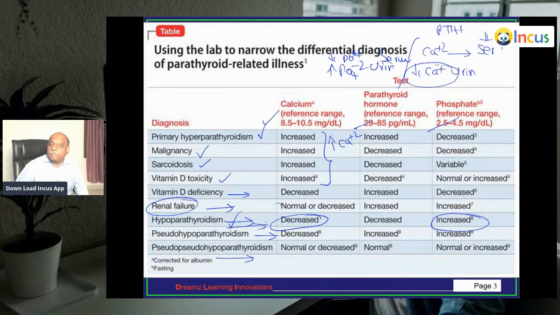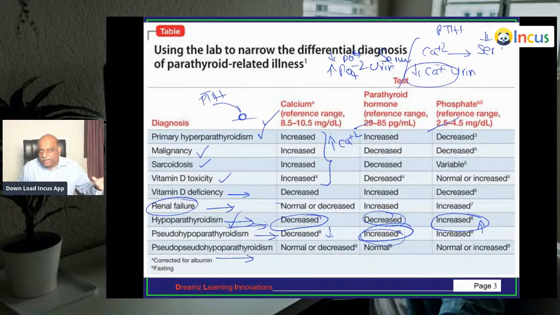Then what is pseudohypoparathyroidism? In this, parathormone is produced normally, but it is unable to act on the receptor. So that is the reason the PTH level becomes increased, whereas all features of hypoparathyroidism, like decreased calcium and increased phosphate, will be found. The only difference between hypo and pseudo is PTH is high in pseudo, PTH is low in hypo, is what you need to appreciate. But pseudohypoparathyroidism people also have certain structural abnormalities.